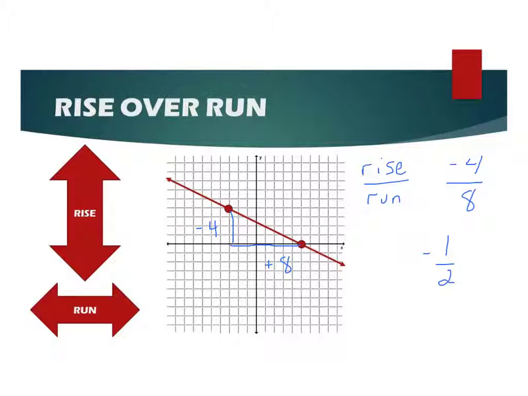Now if I had done it the other way, starting with the point to the right, I would have had a positive 4 and a negative 8. The slope still would have been negative 1/2.